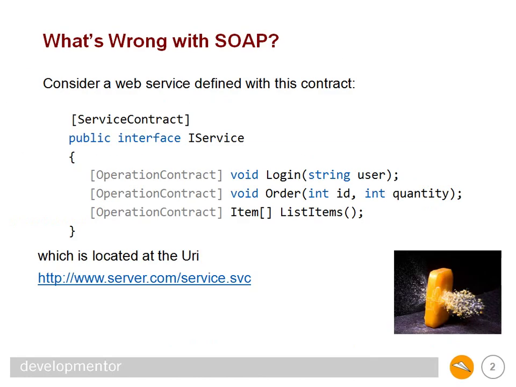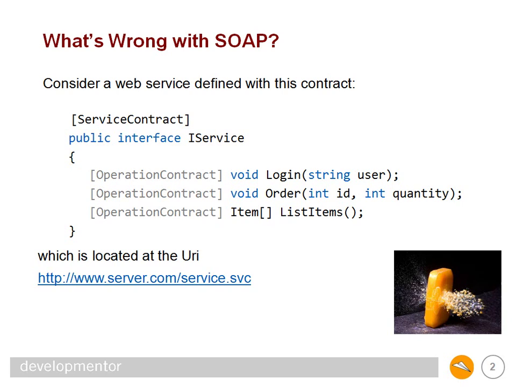So what's wrong with SOAP? Let's look at this WCF service to see the problem. Here I've defined a very simple service called iService that has three operations: login, order, and list items. And this service is located at the URI www.server.com/service.svc. So we're hosting this in IIS as an SVC file.